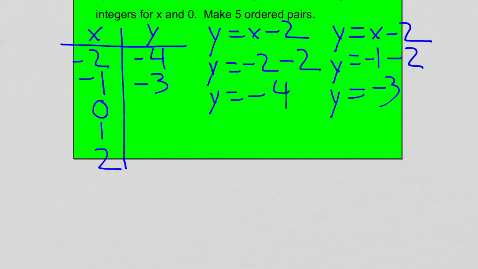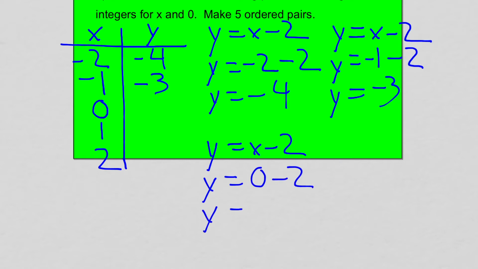And I'll keep going, use the math equation again, y equals x minus 2. And I'll replace the x with 0 this time. So y equals 0 minus 2. And y equals -2. So when x is 0, y is -2. And I can see that the pattern is increasing by 1 every time, but I'll just check one more.